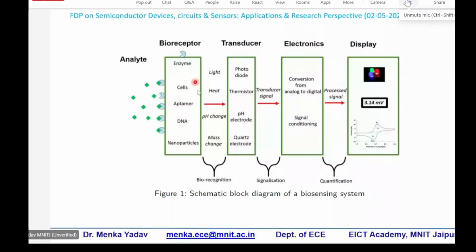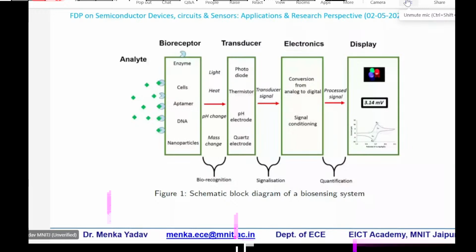The transducer can be, for example, if it is light, you may give this to a photodiode. If it is heat, you will give that to a thermistor. Yesterday it was discussed, I believe, in the MEMS category. For pH, you will give a pH electrode. For mass change, you will give a quartz electrode. And now this is going to produce some signal. That signal is given to your A to D converter, analog to digital converter, and then it is going to come to your display showing what actually is happening. This is the schematic block diagram.